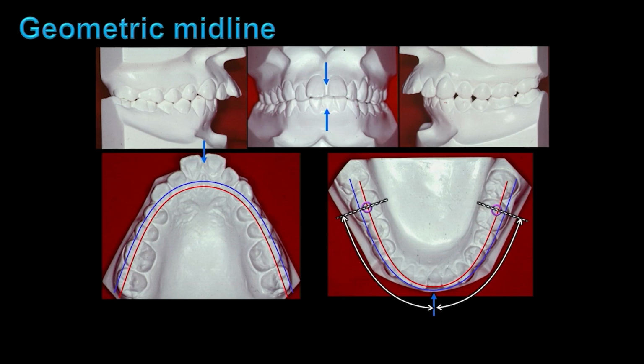Even though the molar keys are different and the dental midline is off, there is no geometric midline discrepancy between upper and lower arch. When the geometric midline aligns with the treatment midline, it indicates that symmetrical treatment mechanics are applicable, making the treatment relatively easy. However, if the geometric midline deviates from the treatment midline, it suggests the need for asymmetric extraction or asymmetric mechanics, which can complicate the treatment process.